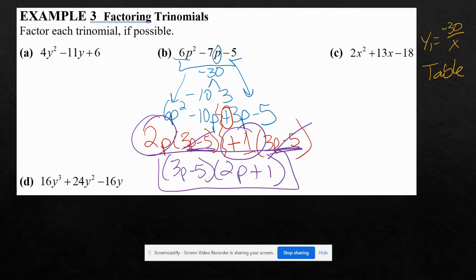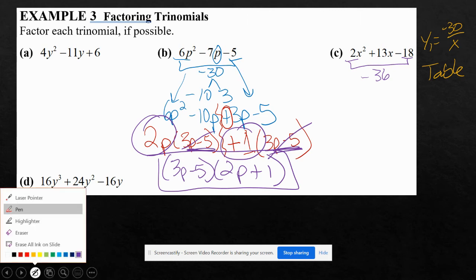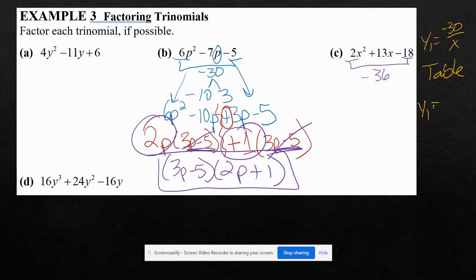Two, 13, and 18. Well, the 13 is a prime number, so I'm not going to be able to find any factors there. 2 times negative 18 is negative 36. All right, so in this case, on our table, we go back to that y1, and we have negative 36 divided by x. We need something that will multiply to negative 36 and add to positive 13.